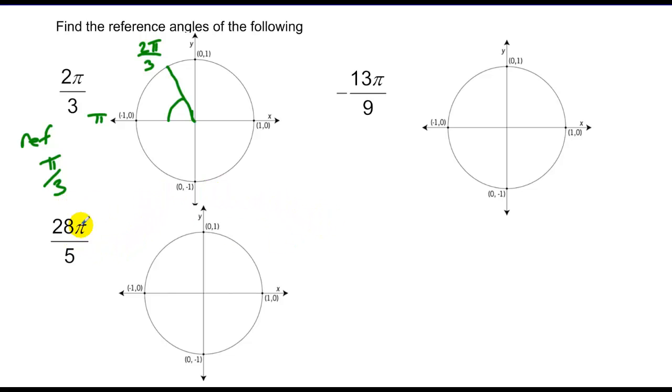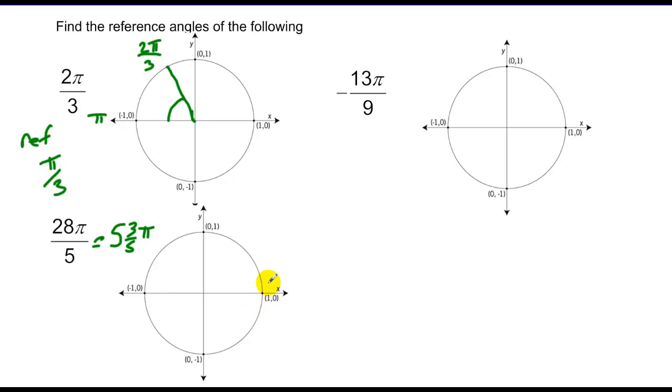Let's go down to another positive. The way I like doing these is if I have an improper fraction like so, I change it into a mixed number. This is 5 and 3/5 pi.